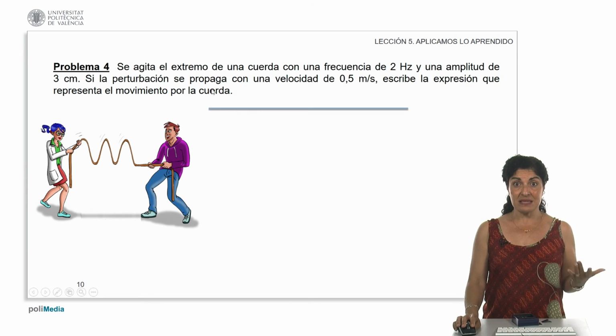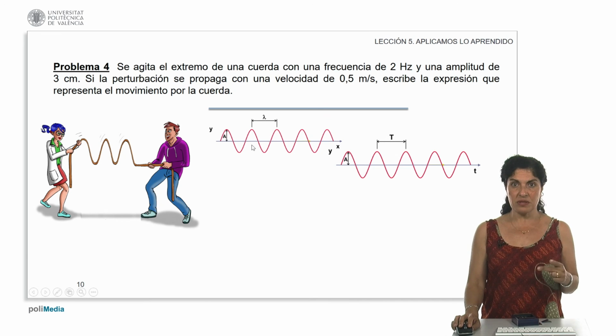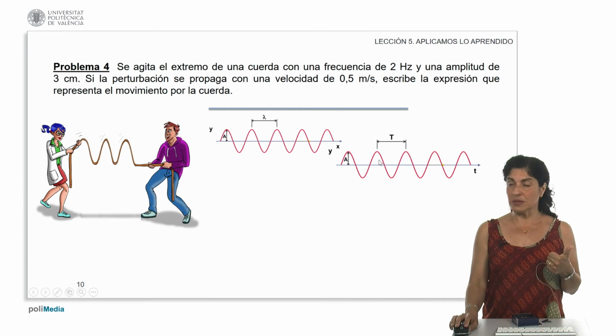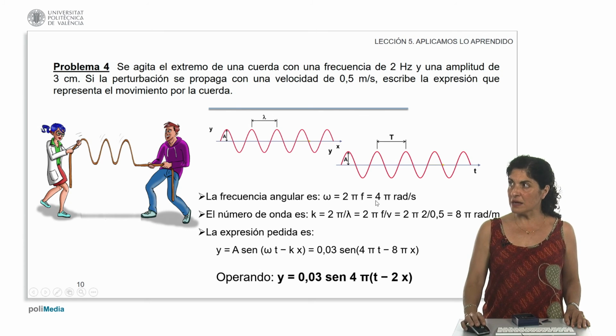To represent this expression, I have to take into account that the periodic movement will have a double periodicity, spatial and temporal. Therefore, we have to calculate the parameters that represent that periodicity. The angular frequency, the pulsation, is 2 pi times the frequency, which gives a pulsation of 4 pi radians per second. And the wave number is given by 2 pi divided by the wavelength. The wavelength I relate to the frequency and speed, and therefore I obtain a wave number of 8 pi radians per meter.